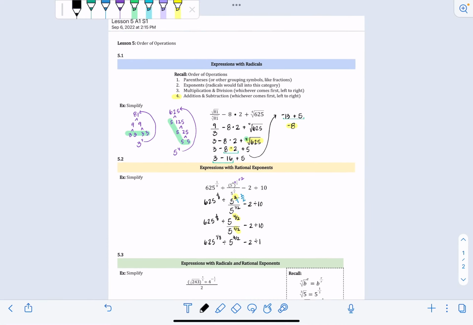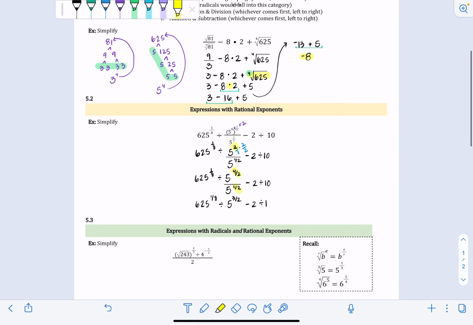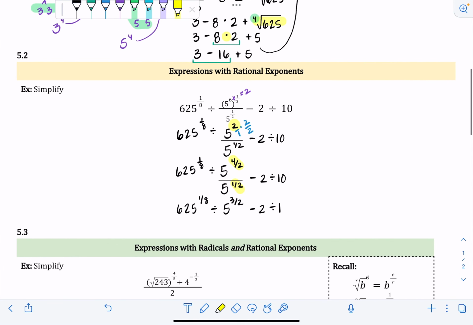I'm going to zoom out for a second. Step 2 was exponents or radicals. We don't have radicals here, but we do have these exponents. So I'm going to work on the 625 to the 1/8 next. I'm going to see if I can do anything there. I'm not sure if I can take the 8th root of 625. It seems like a long shot, but I'm going to make a factor tree for it.